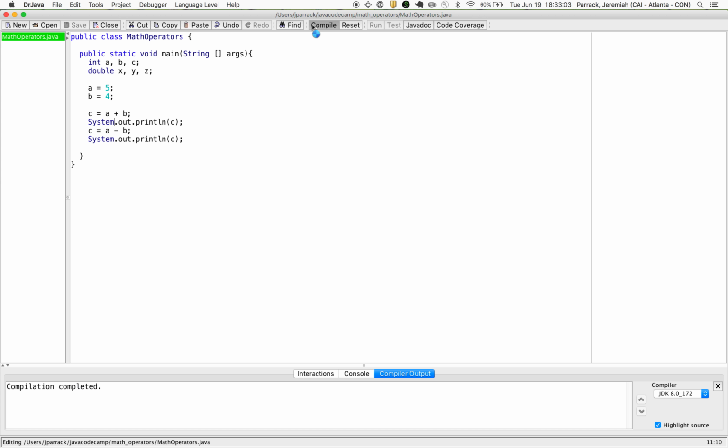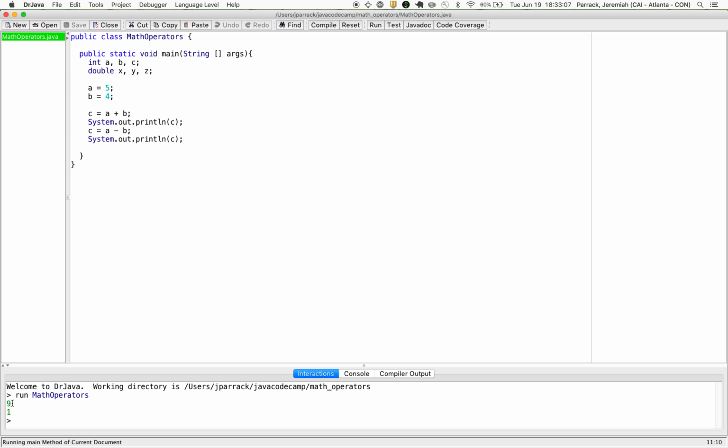All right, so let's compile. Great, no errors, and let's run. So awesome, we got 9, which is 5 plus 4, and we got 1, which is 5 minus 4. That's what you would expect. But it's not too helpful. What is 9? What is 1? We don't really know just by looking at this. It's just random values. So let's be a little bit more specific in our print statement.